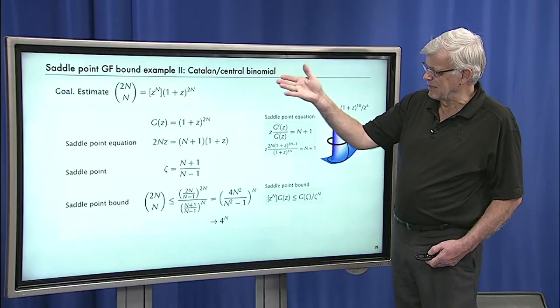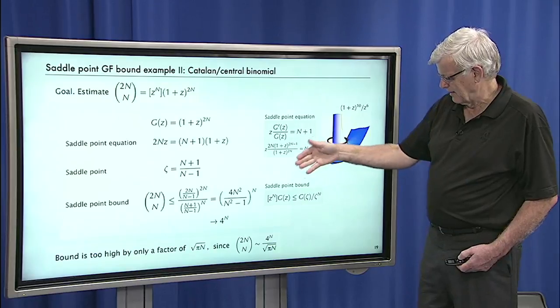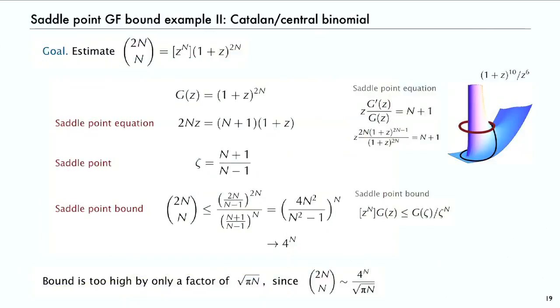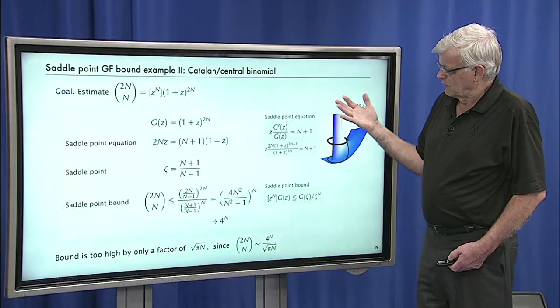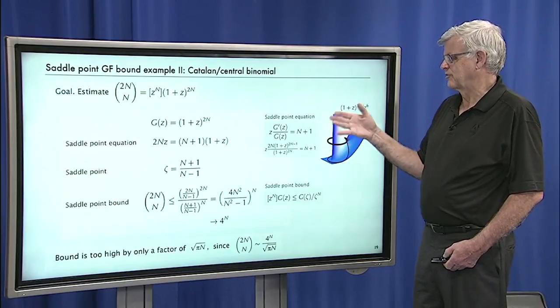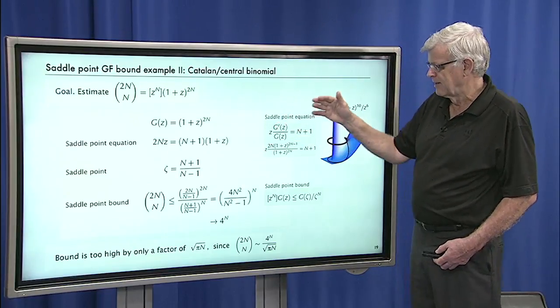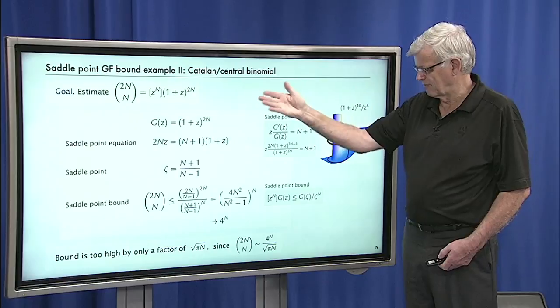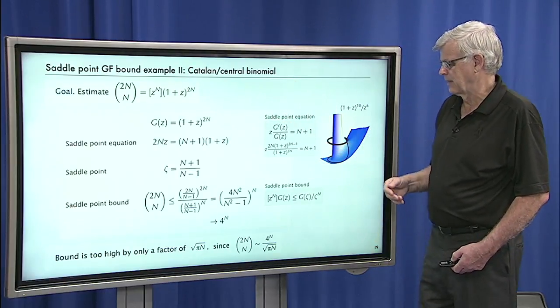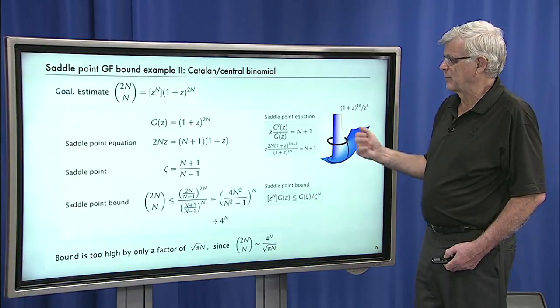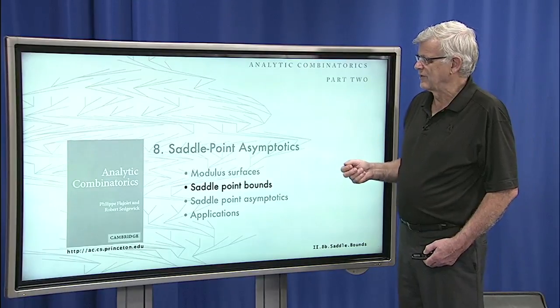And how close is that to what we know? Well, we know that 2n choose n is about 4 to the n over square root of pi n, as we did from Stirling's approximation early on. So again, the bound is too high only by a factor of about square root of pi n. It's a simple method for estimating the value of coefficients just by determining the saddle point and then plugging in that value to the function, divided by that to the nth power. And it's off by a little bit, but not much considering the exponential growth. That's the development of saddle point bounds.